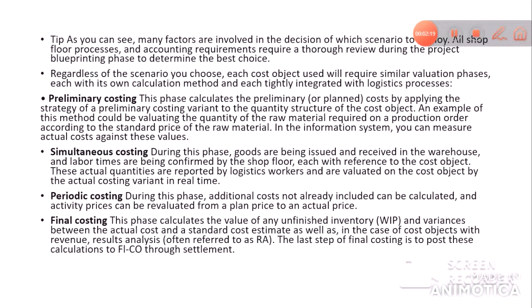Preliminary costing. This phase calculates the preliminary or planned costs by applying the strategy of a preliminary costing variant to the quantity structure of the cost object. An example of this method could be valuating the quantity of the raw material required on a production order according to the standard price of the raw material. In the information system, you can measure actual costs against these values. So in addition to that, there is simultaneous costing, periodic costing and final costing.